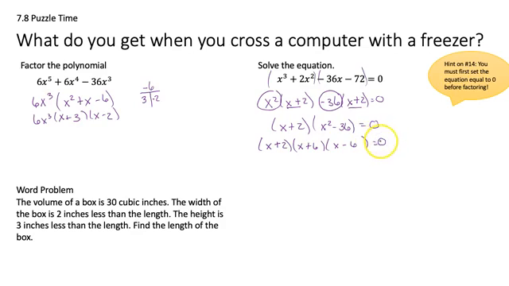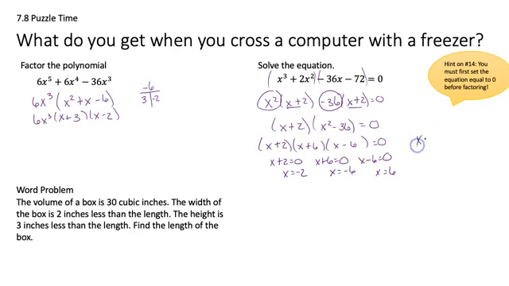Now we just use what we've known before. Each one of these factors is going to be set equal to 0. So I have x plus 2 equals 0. I have x plus 6 equals 0. And I have x minus 6 equals 0. So that means that x equals negative 2. X can equal negative 6. And in this problem, x could equal positive 6.